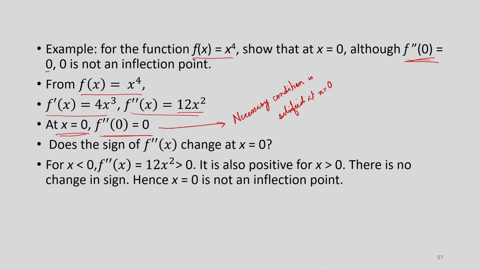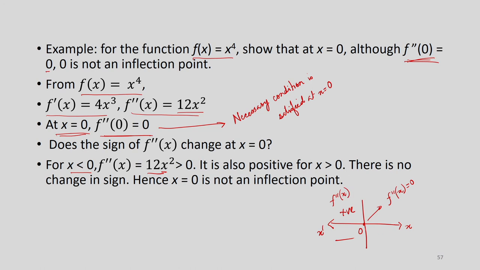Now, suppose x is less than 0. So, that is to the left of x is equal to 0. So, think about this. You have x here, 0. At this point, f double dashed is equal to 0. But what happens to the left? It is 12 x square, but x is negative, that means this becomes a minus term, but square of a minus term is positive. So, it is positive. Second derivative is positive.